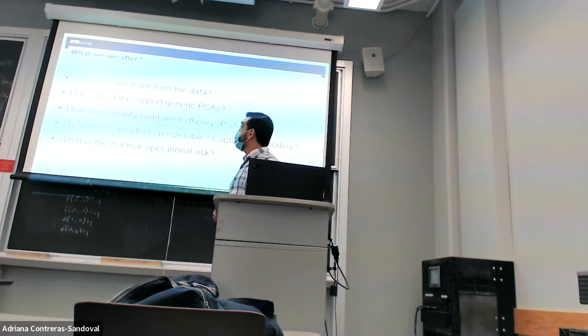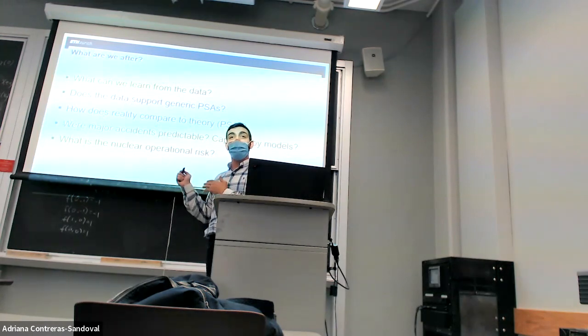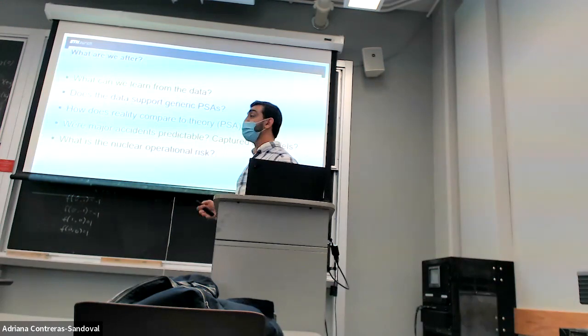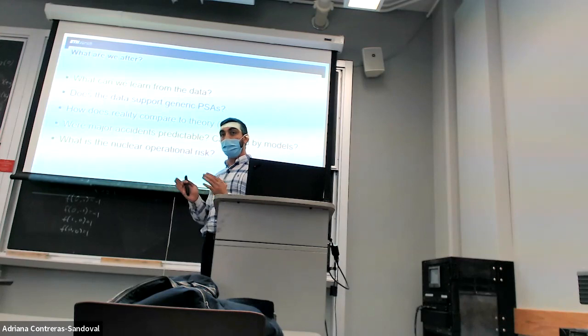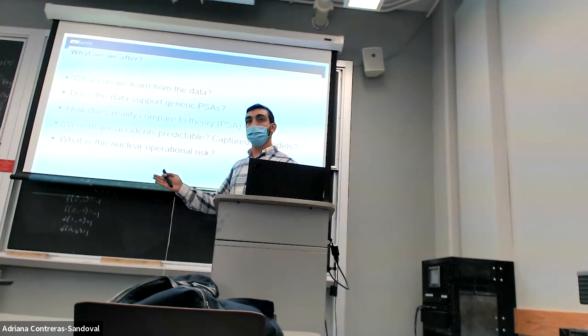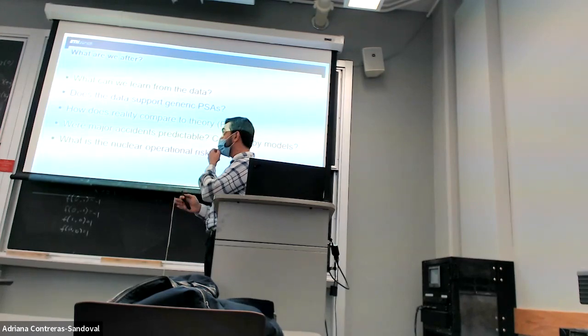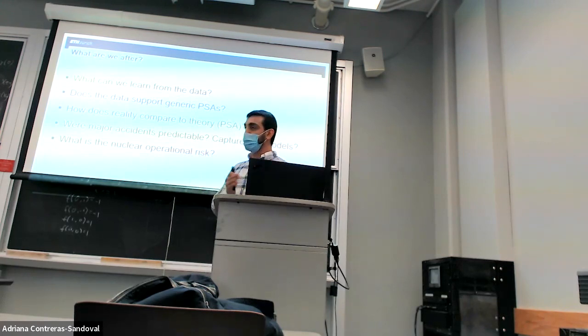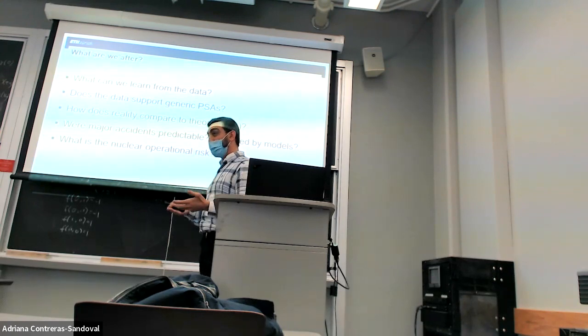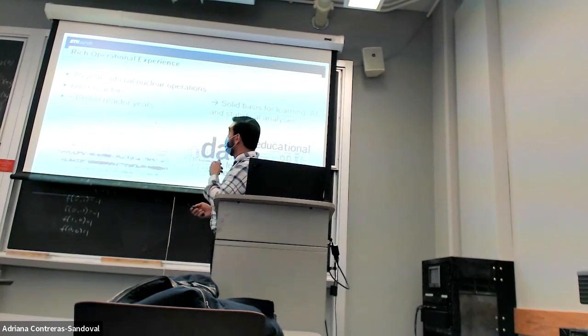So what are we after in this presentation? We want to see what we can learn from data. Data here means operational experience, incidents, and even precursors or accidents. Does the data support going generic in PRA? Can we build generic PRA models that are good at describing an average plant rather than just very specific plants? How does reality compare to theory, especially in terms of risk assessment? Were major accidents predictable? Were they foreseen? Did they fit the risk profile or not? And what is the real nuclear operational risk? What's a good theoretical estimate of operational risk?